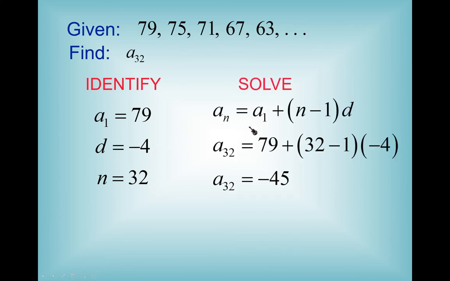Then, substitute lang natin yan. So, a sub n is equal to a sub 1 plus n minus 1 times the common difference. So, substitute natin yung values na nakuha natin sa formula. A sub 32, a sub 1 ay 79, plus 32 minus 1 times negative 4. So, pagka-simplify natin yan, unahin natin to, 32 minus 1, 31, times negative 4. Anong lalabas? Ipa-plus kay 79. So, the answer will be a sub 32 is equal to negative 45.